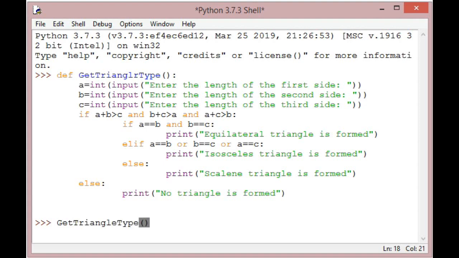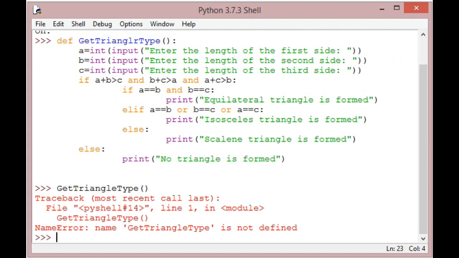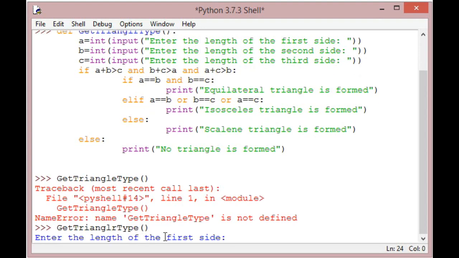Now there is some problem. Okay, the problem is in the name. I have made a typing error. So what I should do, I should correct it. Let it be with the wrong name only. Now it is asking for the values so the results can be shown.